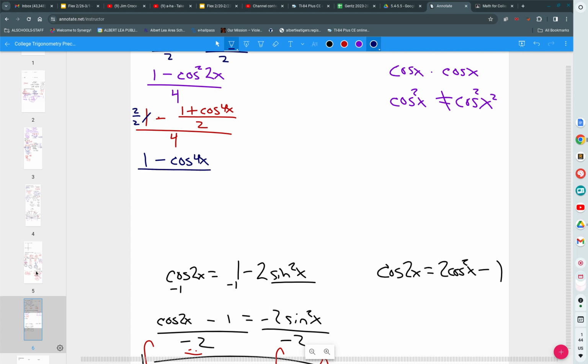What is my new denominator in the numerator? My new denominator is 2. And that all sits over 4 over 1. I'm almost done simplifying my complex fraction. Now I just have to multiply by the reciprocal, and we're going to get 1 minus the cosine of 4x all over 8 when you multiply by that reciprocal.